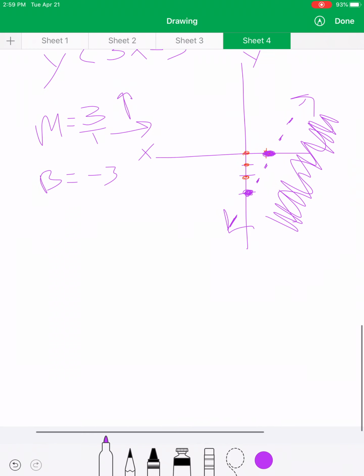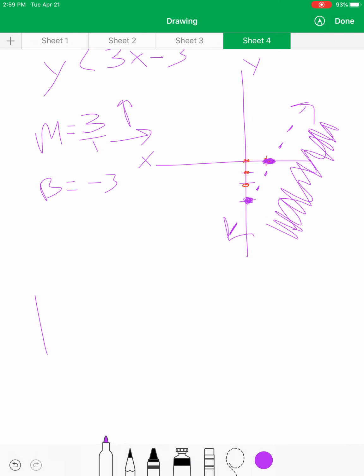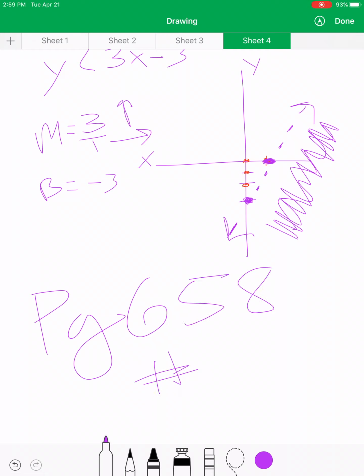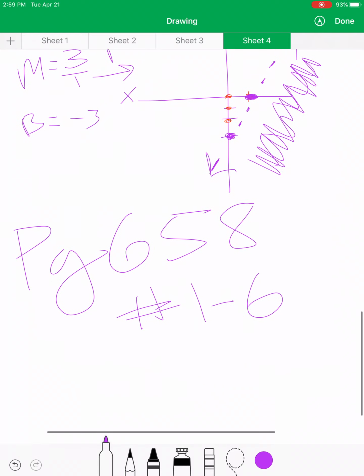Your homework for this lesson is going to be page 658, numbers 1 through 6, and 8 through 12.